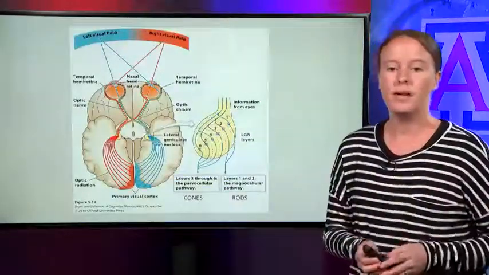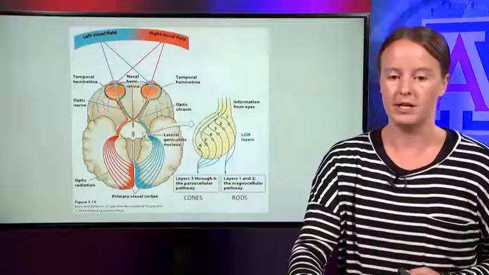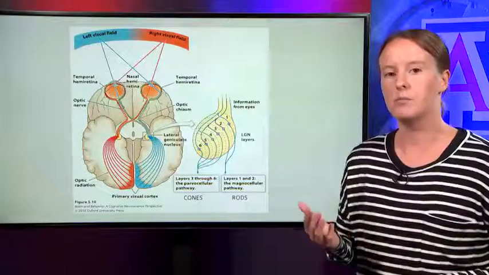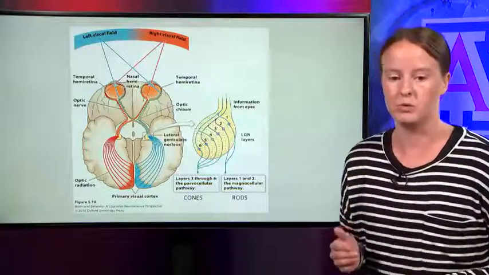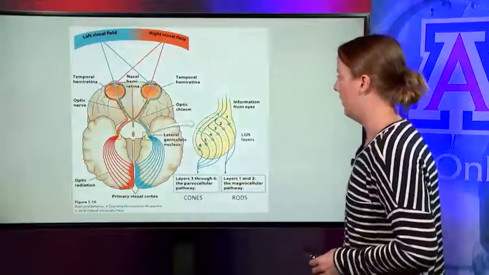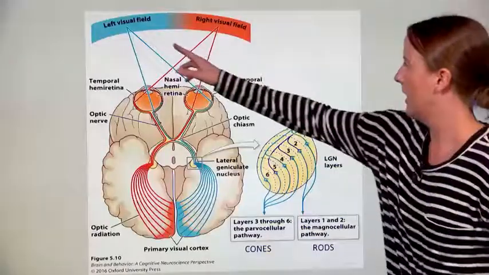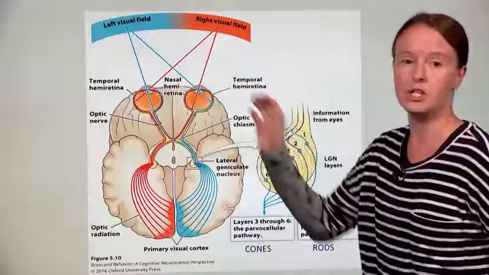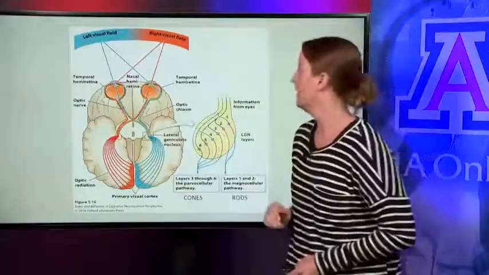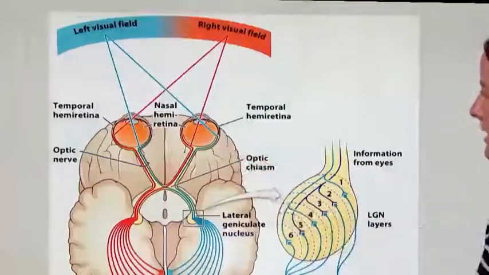Now, here we have sort of the full circle picture. I'm going to spend a minute or two walking through this figure, going into more depth beyond the retina of how visual perception is occurring. So here we have our left visual field. This is information coming in from the left side, and we have our right visual field. Our eyes are picking up that data.